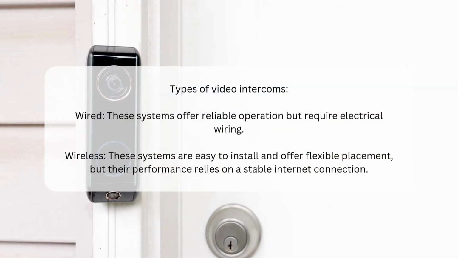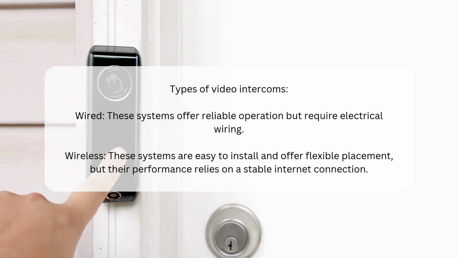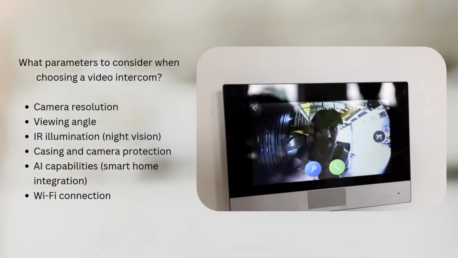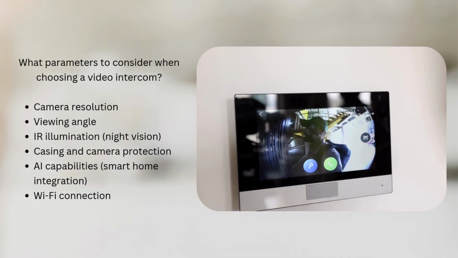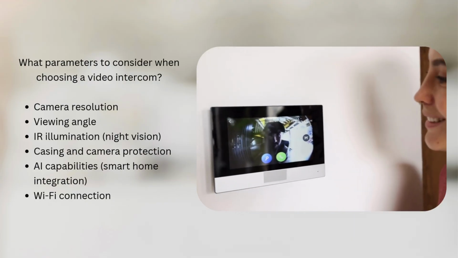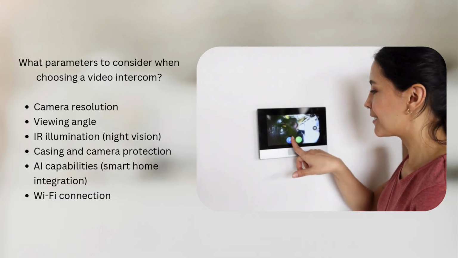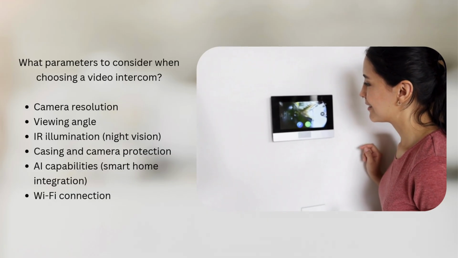Types of video intercoms: there are wired video intercoms that are more reliable, but require cabling, and wireless video intercoms available. The latter are easier to install but rely on a stable internet connection. How to choose a video intercom? When choosing a video intercom, consider camera resolution, viewing angle, night vision quality, casing protection, Wi-Fi availability, and smart home integration.